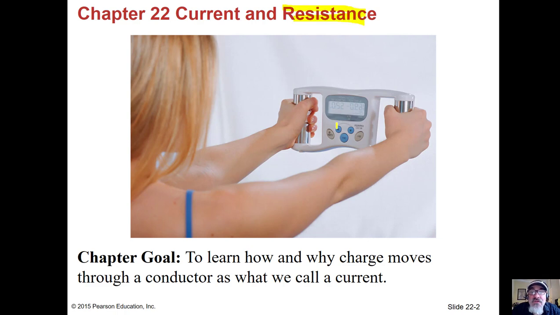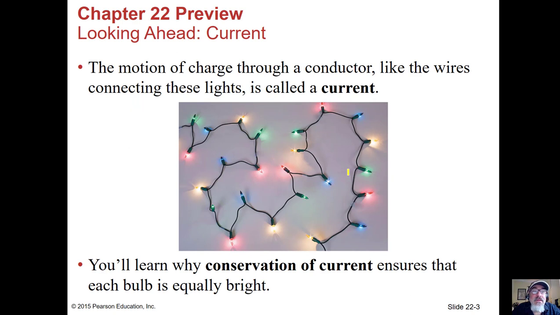So this person's actually measuring their content of body fat based on how much resistance. Fat has a different resistance than muscle, so this device is doing that, converting resistance into percentage of body fat, for example. So the motion of charges through a conductor is called current.